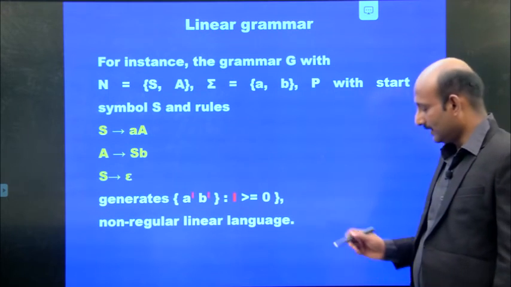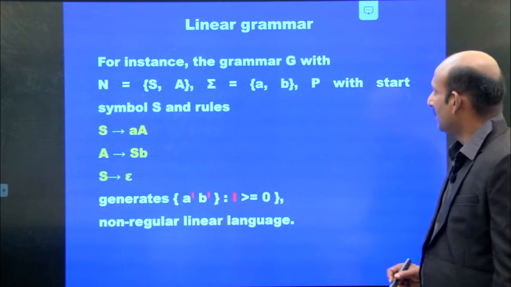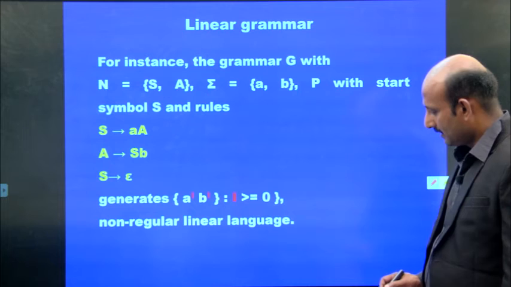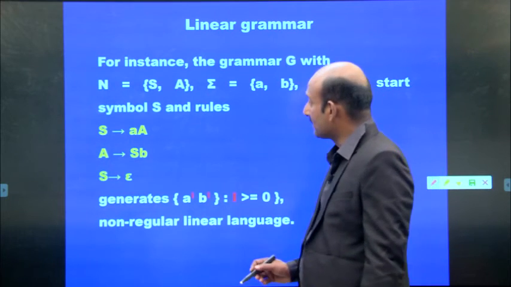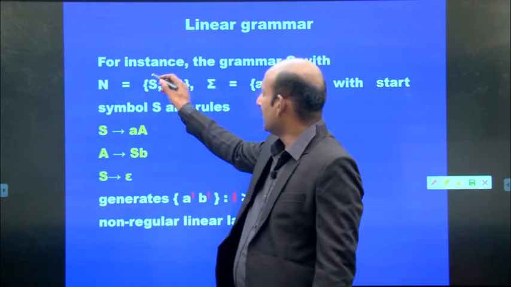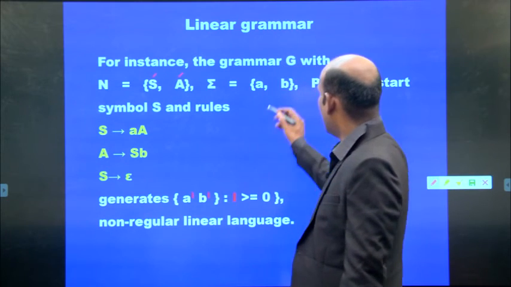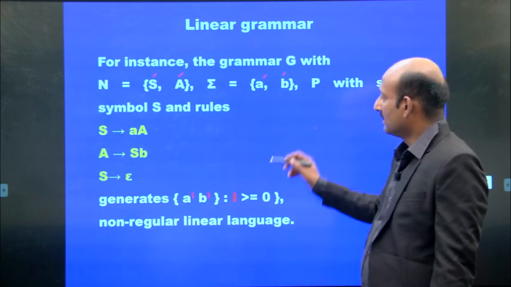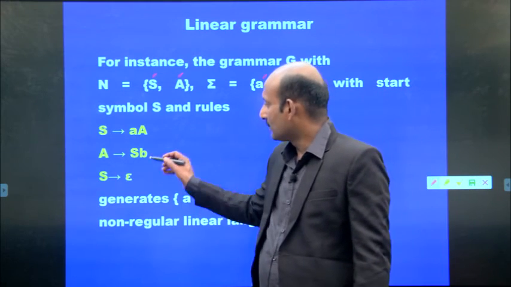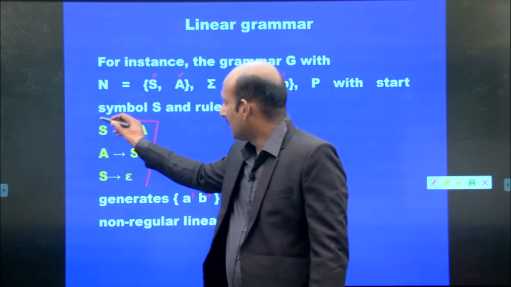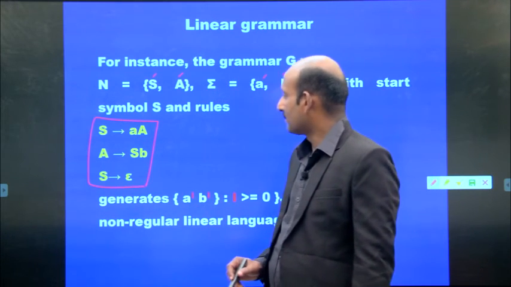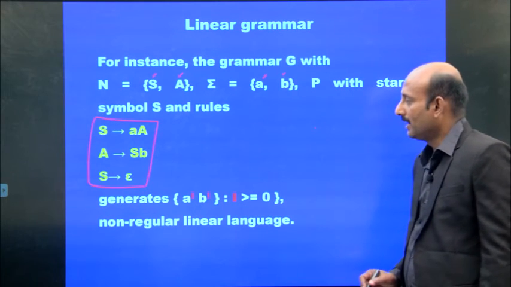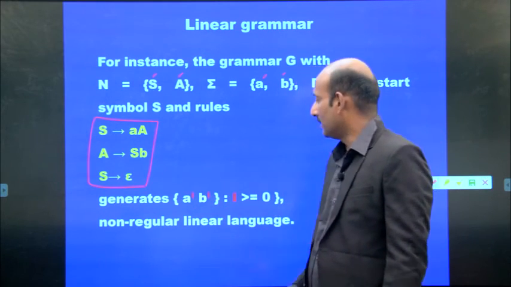Now, let's see this example. S, A are the non-terminal symbols. Non-terminal means S and A are non-terminals, the input symbols consist of a and b, and P is the productions. The start symbol is S. So, the given grammar is S tends to small a, capital A, and A tends to capital S, small b, where S tends to epsilon.